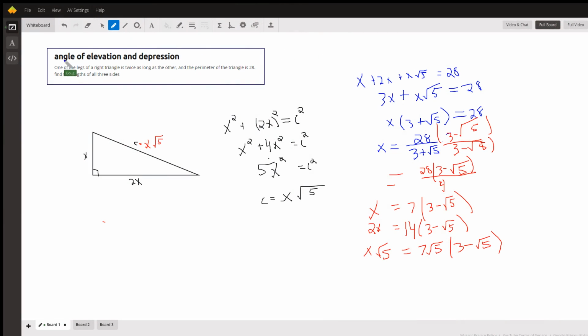Okay, angle of elevation and depression really has nothing to do with this problem. You're told that the legs of a right triangle are such that one leg is twice the other one and that the perimeter is 28. Find the length of all three sides.